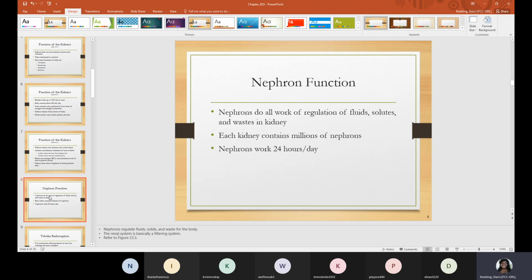Anytime you hear the word nephron, that also consists of the renal system. So a specialist who specializes in the renal system is called a nephrologist. As we learned about the nephrons, we'll understand that the nephrons work 24 hours each day. And as I mentioned before, nephrons regulate the fluids, solids, and waste for the body. So you should understand that the renal system is basically a filtering system. You have an input and an output when it comes to the renal system.